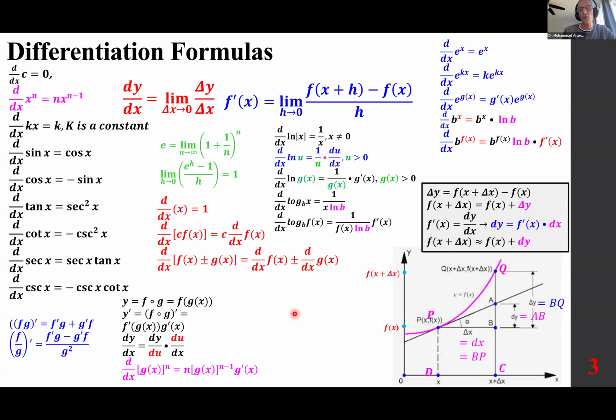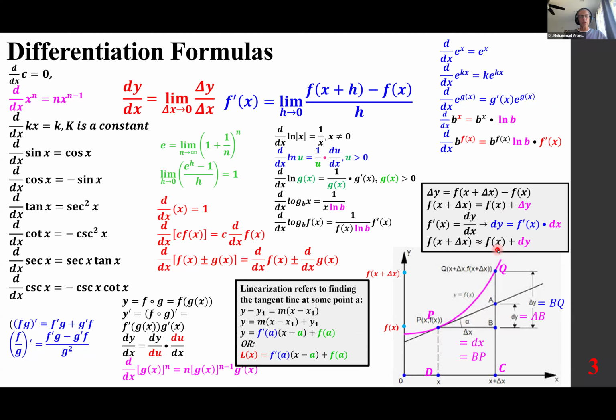So delta y is f of x plus delta x minus f of x. And so you move it around, f of x plus delta x becomes f of x plus delta y. Since f prime of x is dy/dx, dy is f prime of x dx, and we can replace delta y with dy, and that becomes an approximation. f of x plus delta x is approximated to f of x plus dy. Linearization simply means find the equation of a tangent line, and you can use the point-slope form, y minus y1 equals m times x minus x1, on this pair, and come up with the answer.